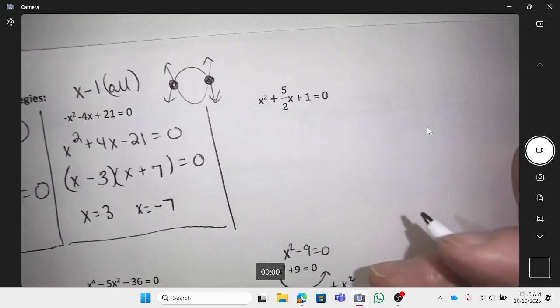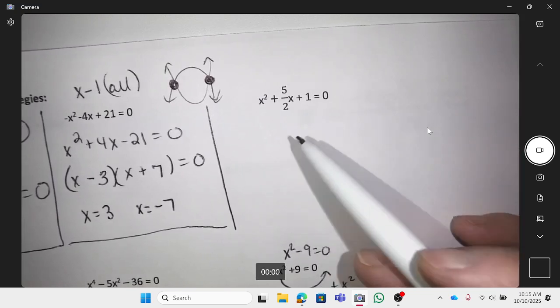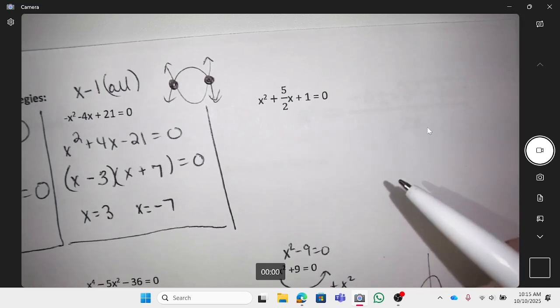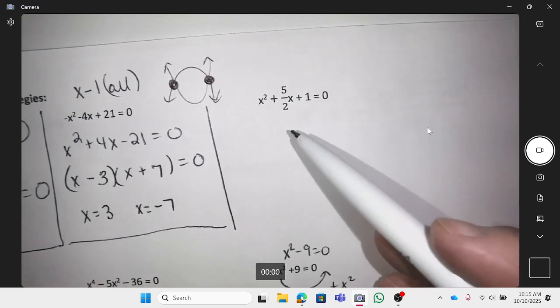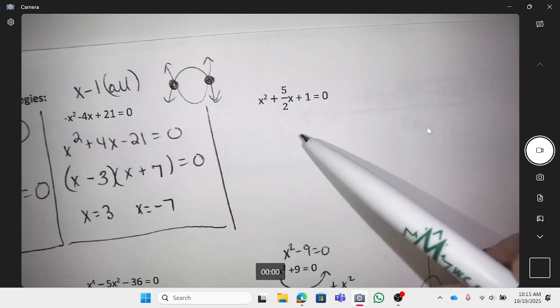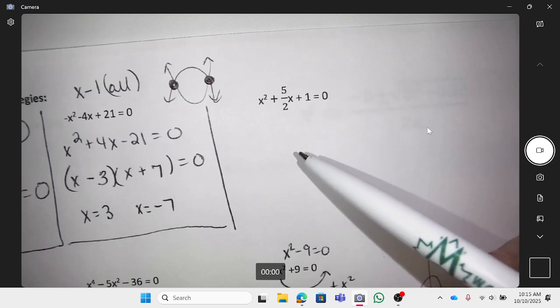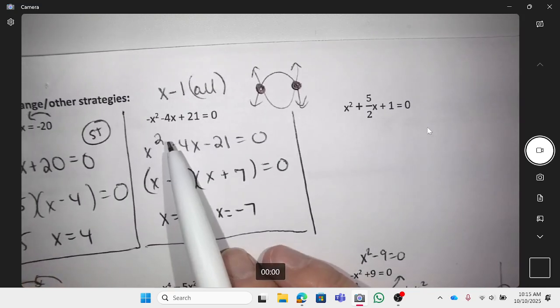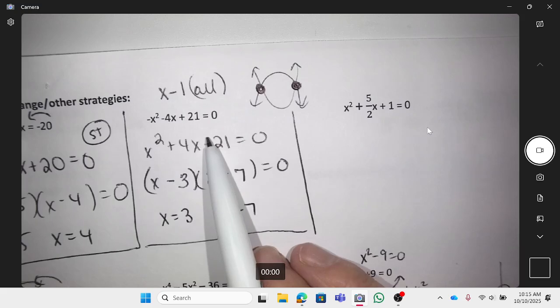Okay, next one. I don't really like this one too. It's kind of awkward for me. What's the thing I probably don't like? A fraction. So it's 5 divided by 2. So what could I do to fix that fraction? Just like how I multiplied everything by -1 to get rid of what I hated.